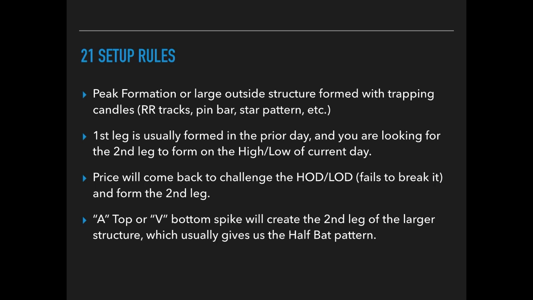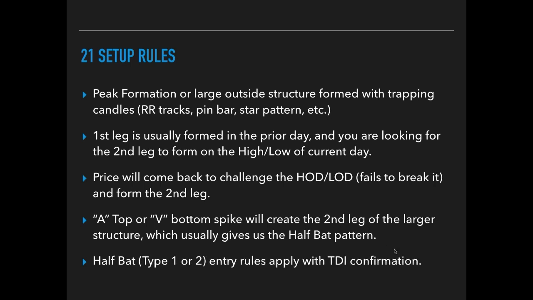The A top or the V bottom spike will create the second leg of this larger structure, and then usually it gives us the half bat pattern. It's not always the case, but ideally you want to see a half bat pattern to give you that strong entry confirmation for the setup. Half bat type 1 or 2 entries apply, with the TDI confirmation. If you aren't familiar with the half bat patterns, I suggest you go back and look through the half bat video. Make sure you're familiar with the rules, and then you'll know how to take the entry for the 21 setup.